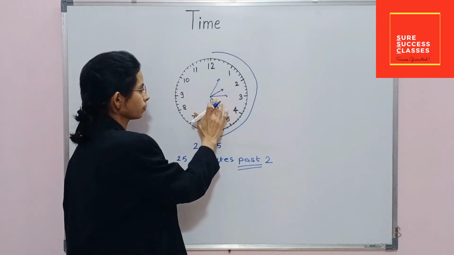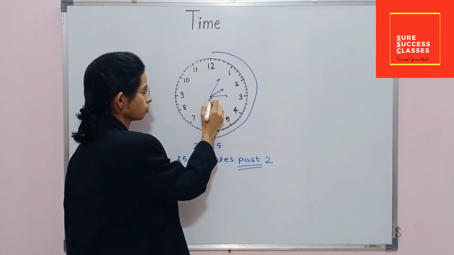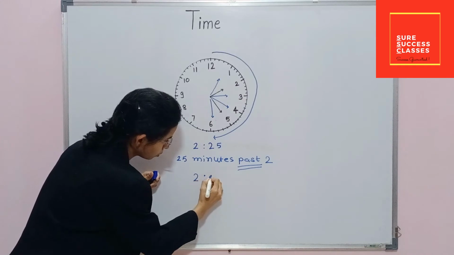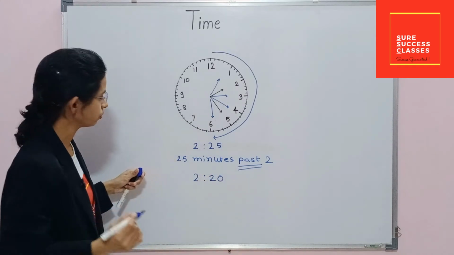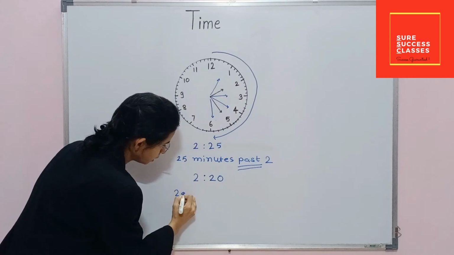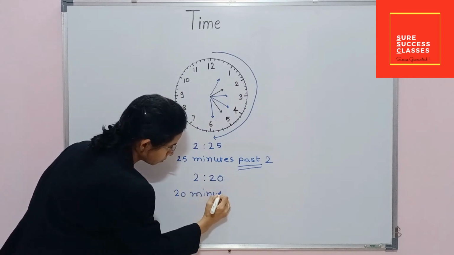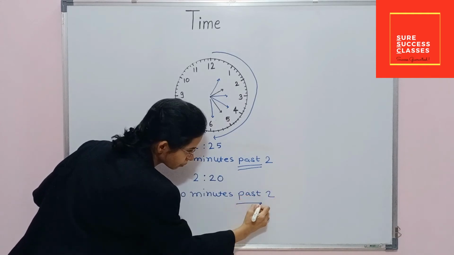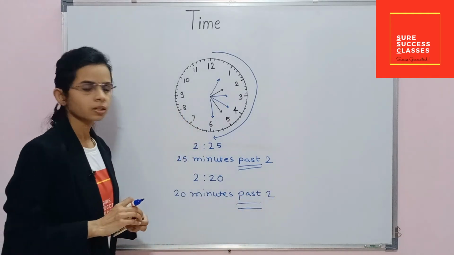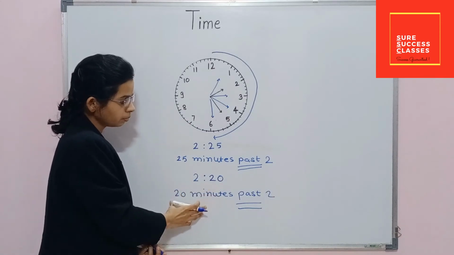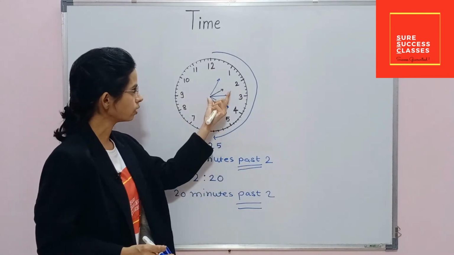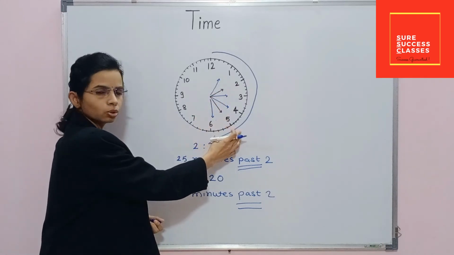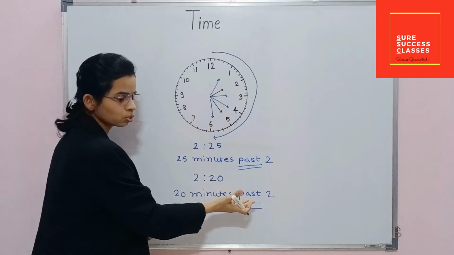If it is at 4, then the time will be 2:20. Now we tell the time as 20 minutes past 2. It means 20 minutes: when our hand is at any position, we tell the time that those minutes are past that hour.